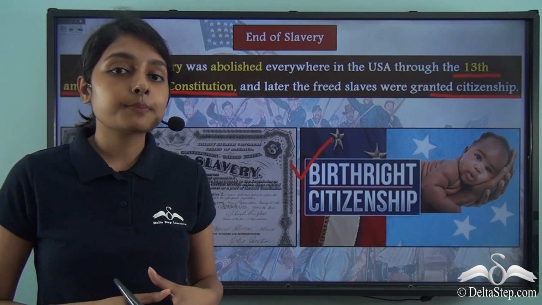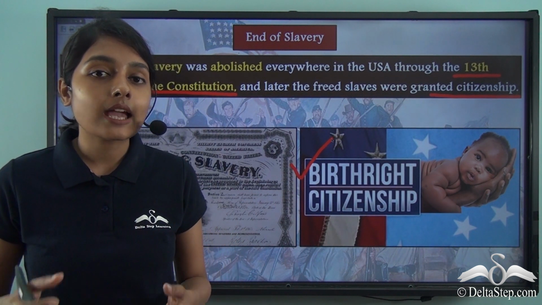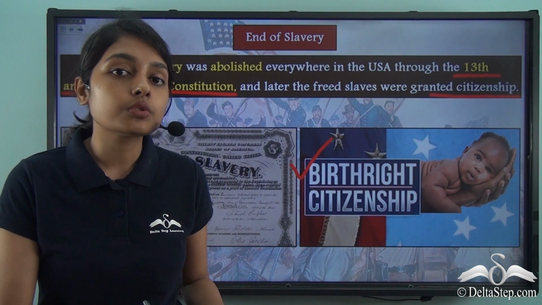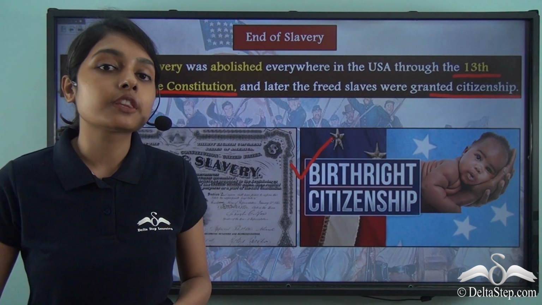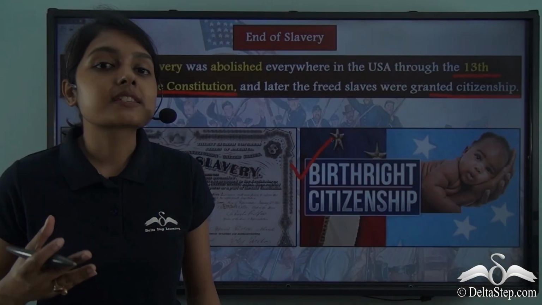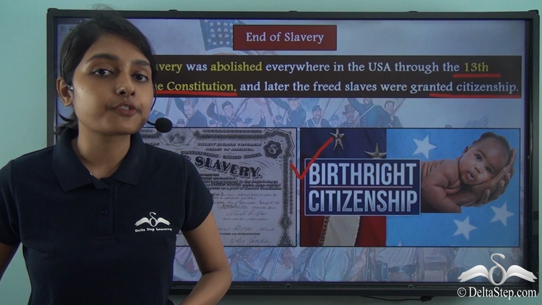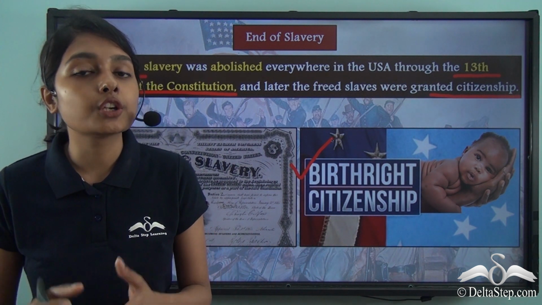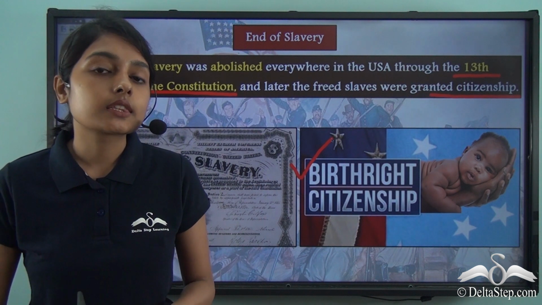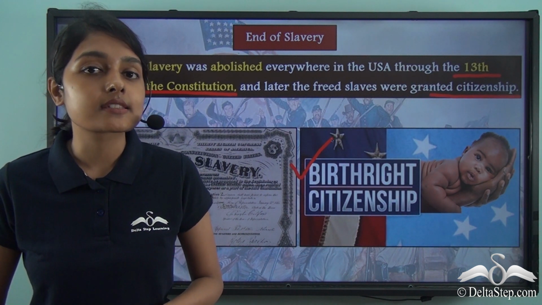But it was the Emancipation Proclamation declared by Abraham Lincoln that had paved the way to the abolition of slavery, and the people of America were walking on the way that he had paved. It was still a long journey to achieving absolute freedom from slavery. But the abolition of slavery had theoretically happened with the 13th Amendment of the US Constitution in the year 1865.